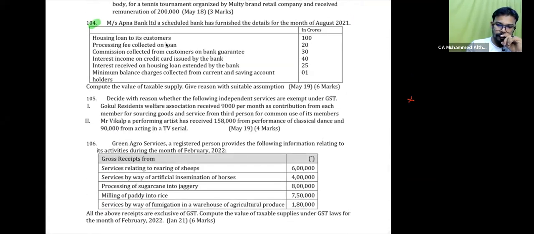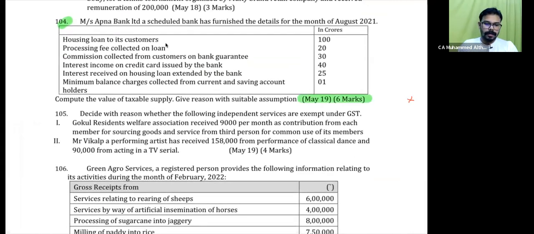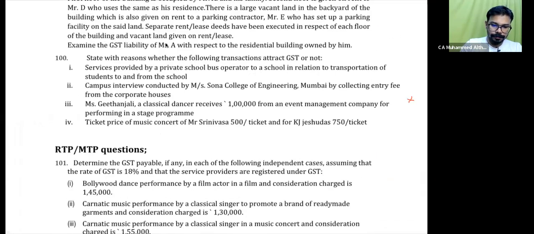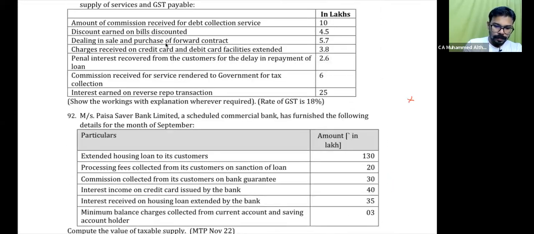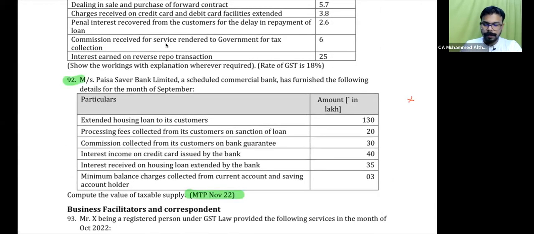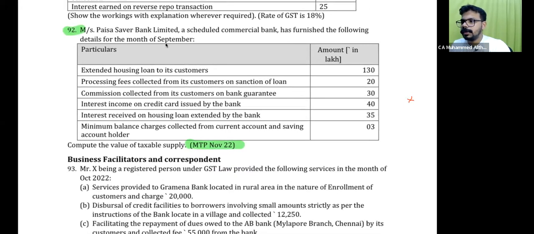Next one, question number 104. This is your main 19 question. Or we'll do another one. This one actually you might have already, then we will see this one. Okay. 92. This is your MTP 90 number 22 question. MTP question. 92. Okay, do it. This is our 13th question, right? Yes. Do it.